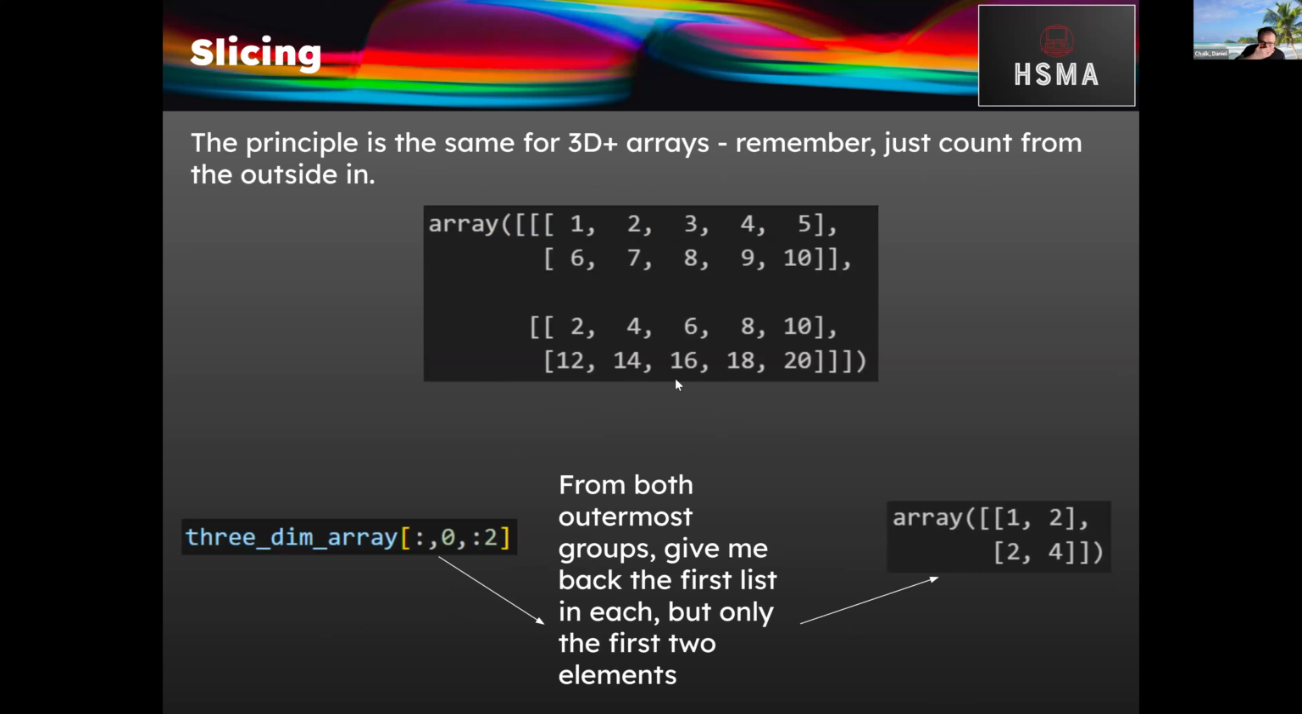And that scales up to 3-dimensional plus arrays, just makes your head hurt a little bit more. So this, again, start from the outermost dimension. This says so again, imagine this is 2 departments, each of which has 2 groups with 5 individuals in each. This basically says from both of the outermost groups, give me back the first list in each, but only give me the first 2 elements of that. So that'll be 1 and 2, and 2 and 4.